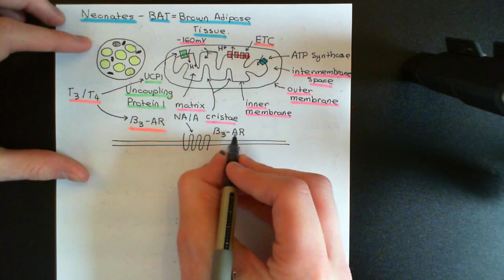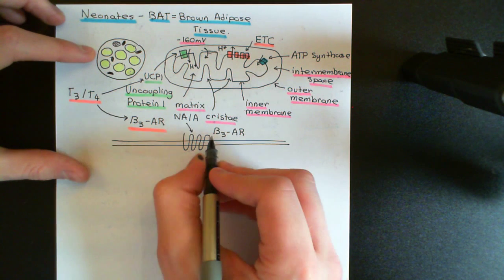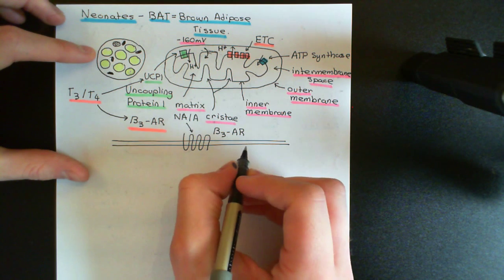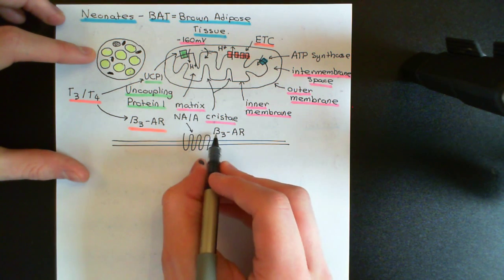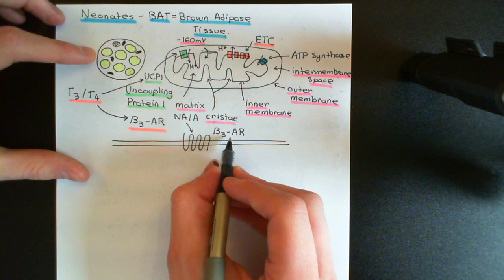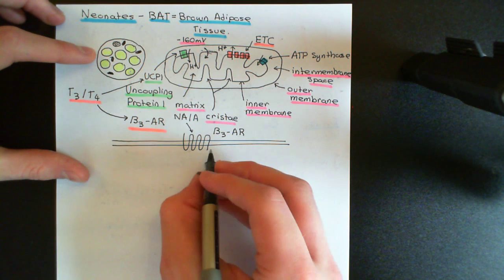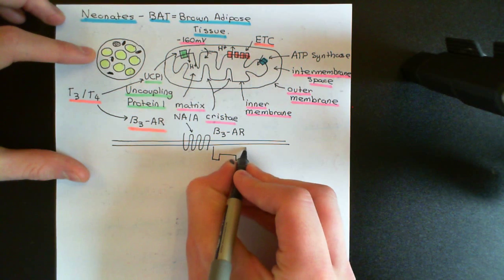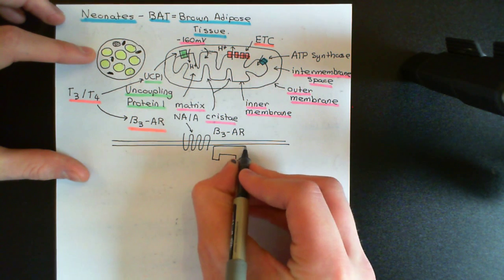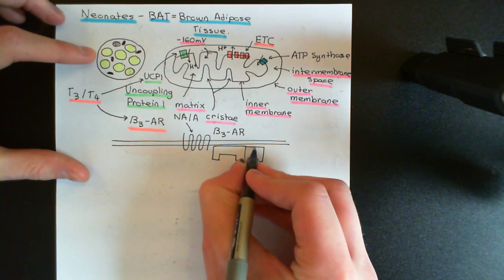And of course, when the beta-3 adrenergic receptor is activated, this is going to activate the Gs heterotrimeric G protein. So all of the beta adrenoreceptors, beta-1, beta-2, beta-3, they all act through the Gs heterotrimeric G protein. So I'll draw this here. So of course, the Gs heterotrimeric G protein, it's a heterotrimer of 3 separate proteins.